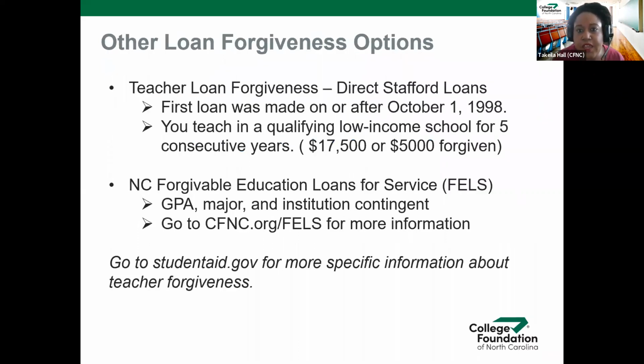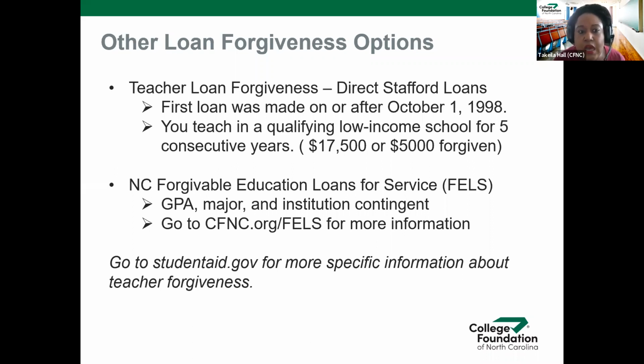Now, there are some other loan forgiveness options out there, so you'll see two. And I want to talk about teacher loan forgiveness first. So as we talk about teacher loan forgiveness, we're talking about direct Stafford loans, and so, of course, your first loan was made on or after October 1 of 1998. You teach in a qualifying low-income school for 5 consecutive years. And so you'll see $17,500 or $5,000 can be forgiven.